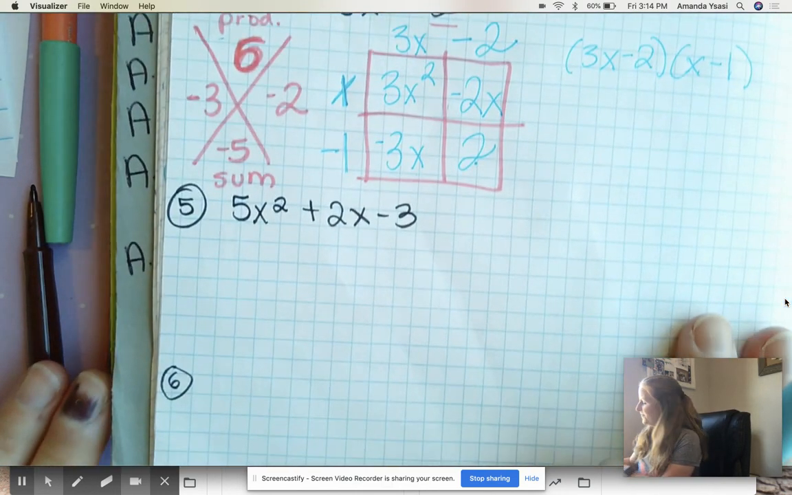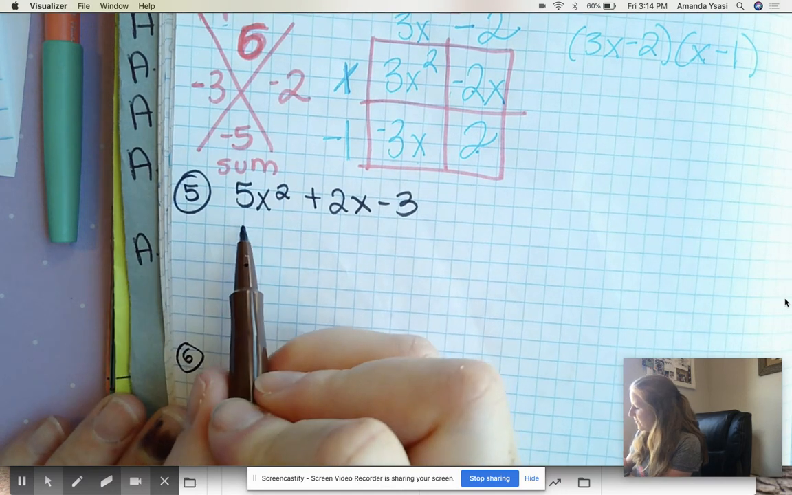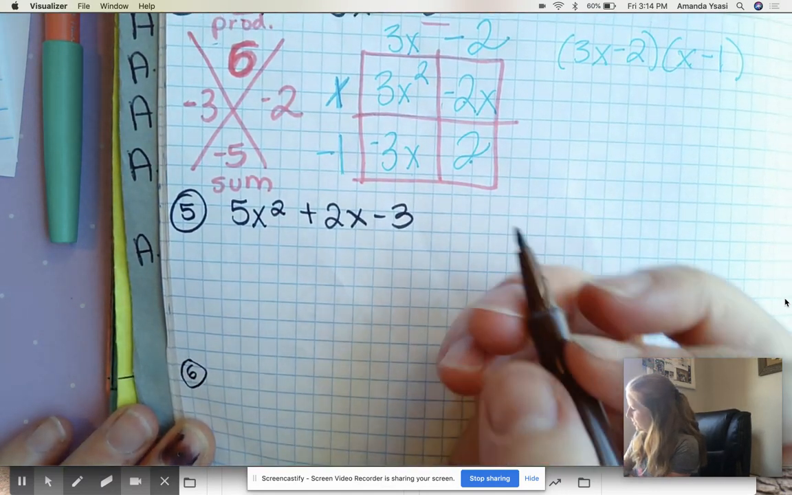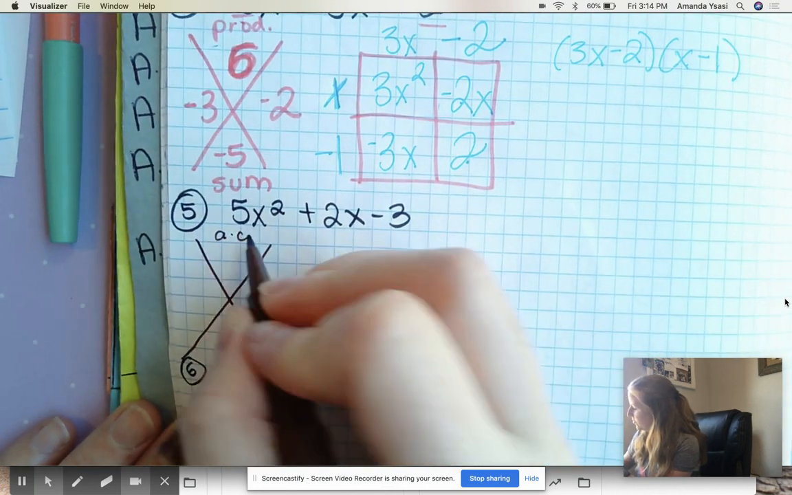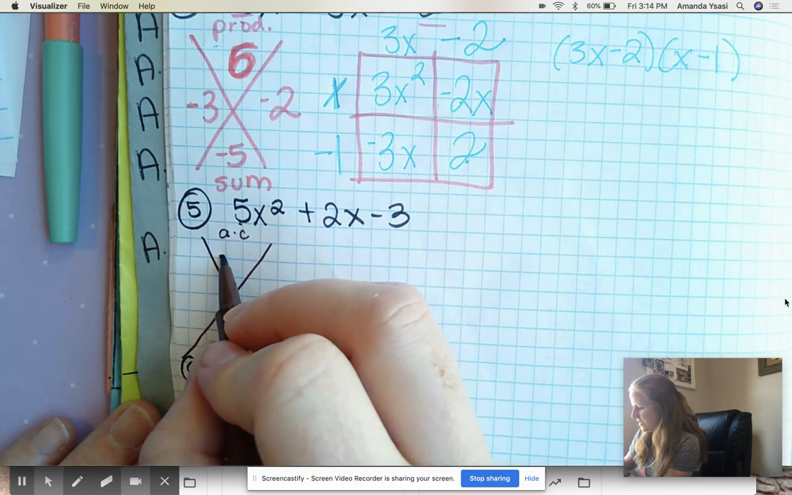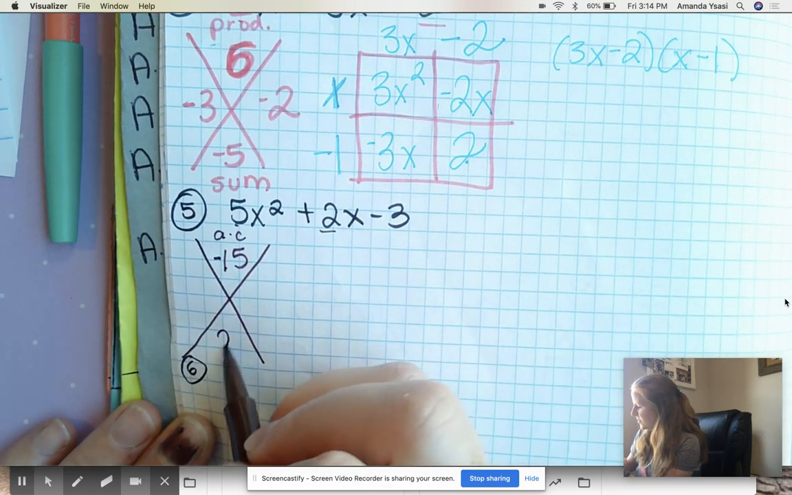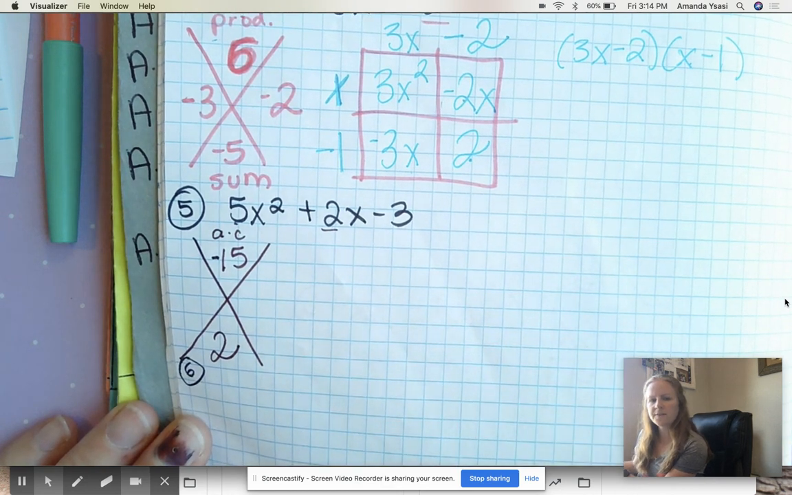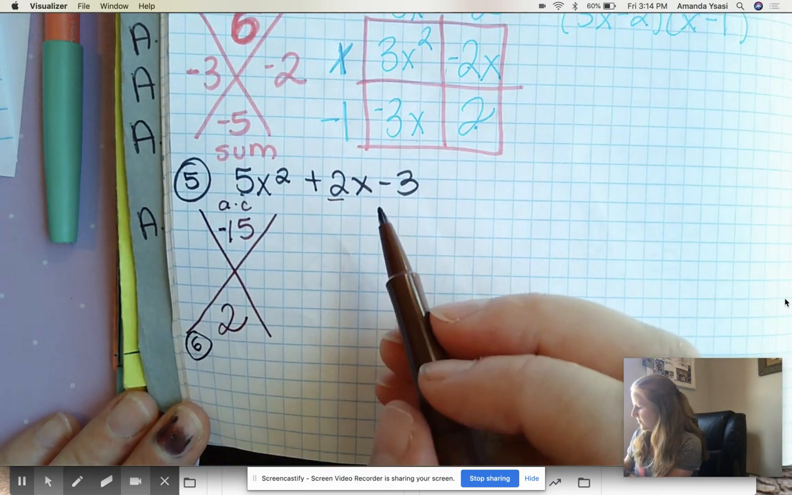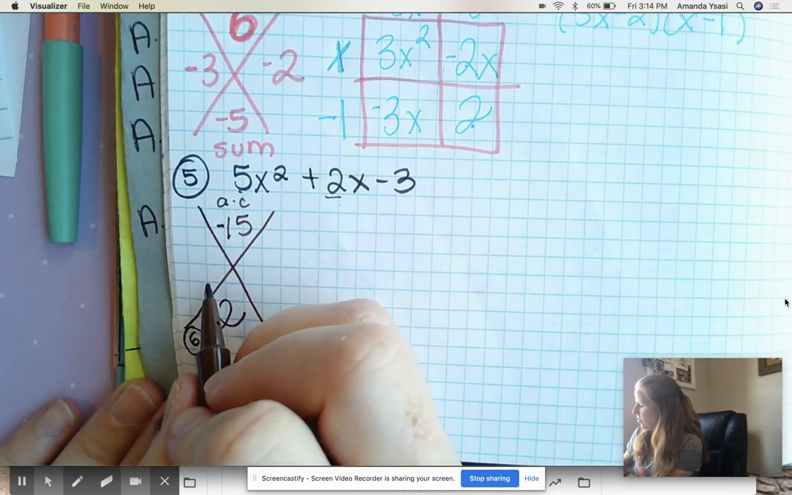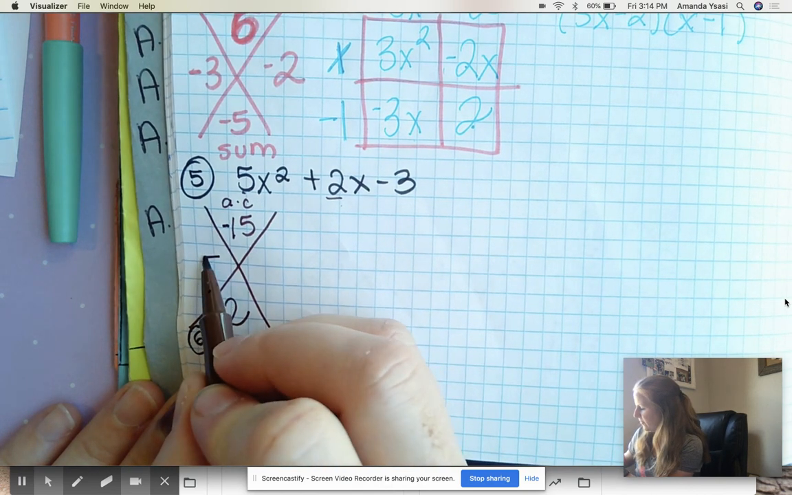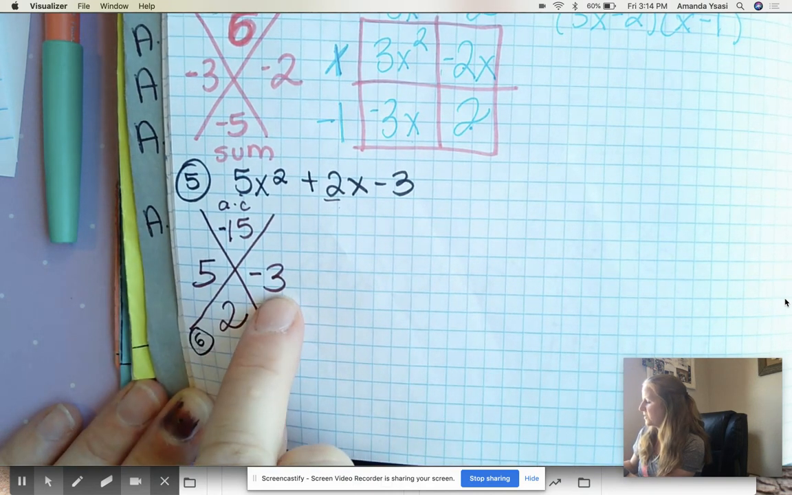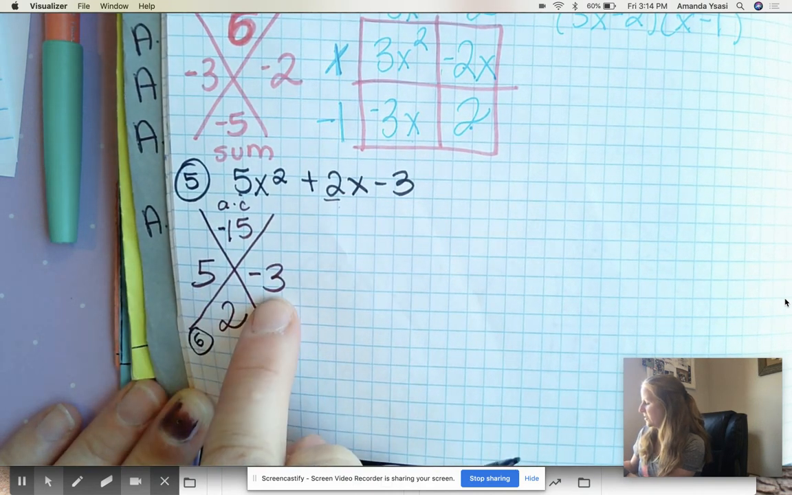Okay, number 5. 5x squared plus 2x minus 3. So we can't factor anything out here, so we're going to have to do the x box. A times c, that's your product. So 5 times a -3 is -15, and a sum of 2. So we're looking for a product of -15 and a sum of 2. So we know that one of them is going to have to be negative, but the smaller one is going to be negative. So this would be 5 and -3. Because 5 times -3 is -15, but 5 minus 3 is 2.